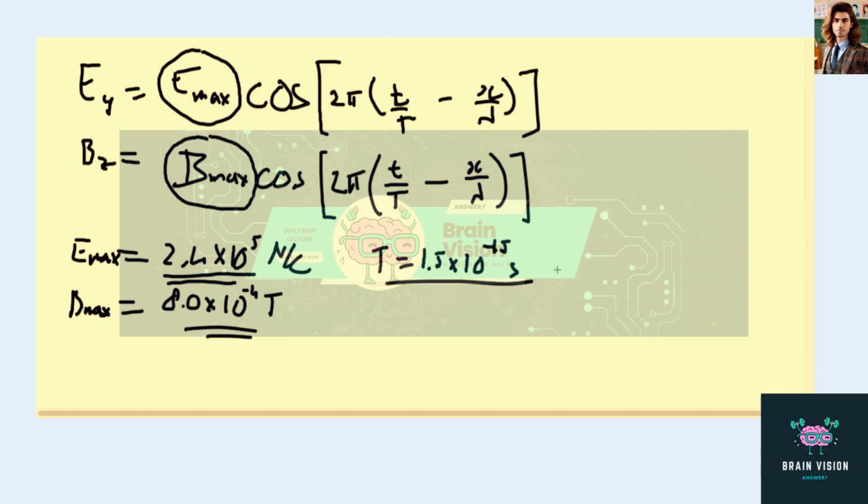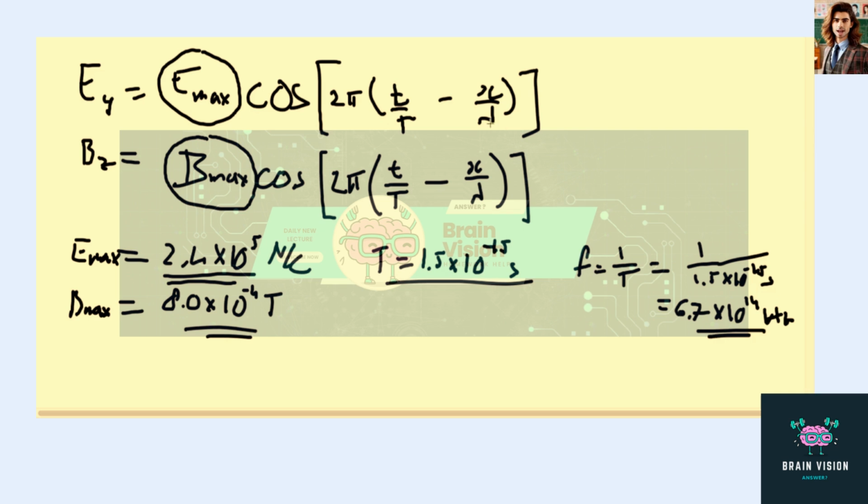Then we can work out from this what the frequency is, because the frequency is simply 1 over the period. So this is 1 over 1.5 times 10 to the minus 15 seconds. So if you work this out, then the frequency is 6.7 times 10 to the 14 hertz. So that's the frequency of the wave.